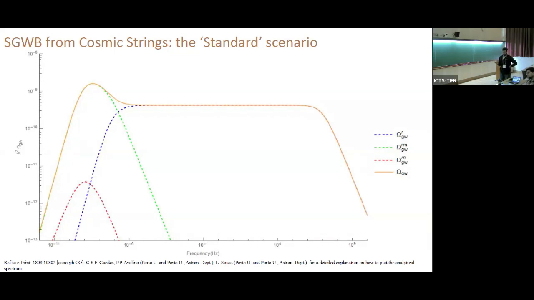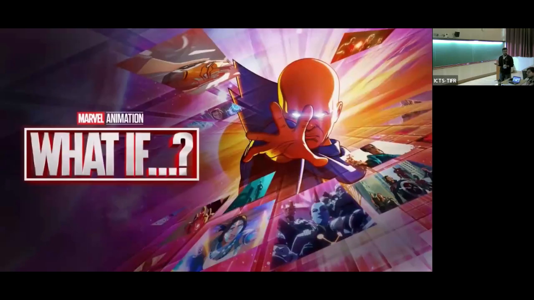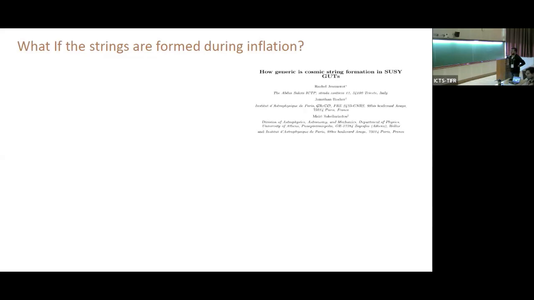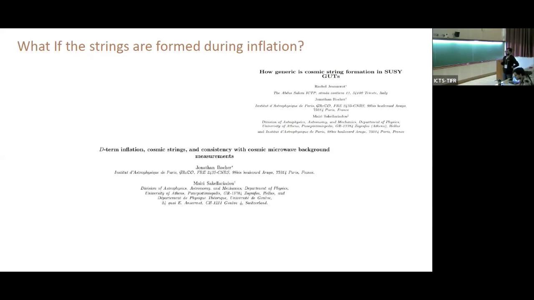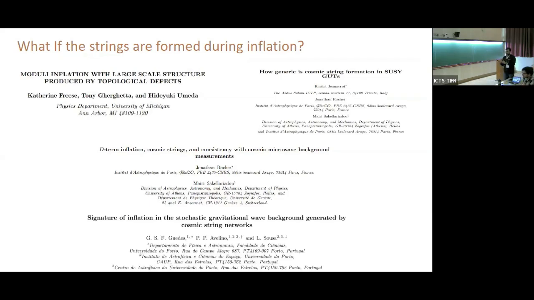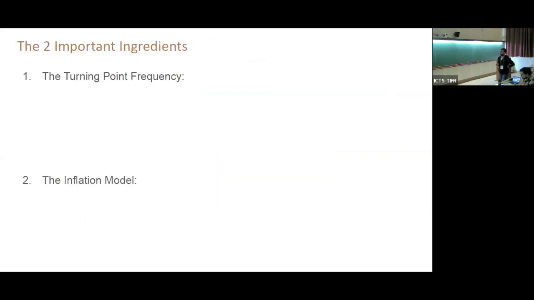All right, so what if we take the scenario where cosmic strings are formed during inflation? There have been several string-inspired inflationary models that suppose that cosmic strings could be formed at the later stages of inflation or at some point during the inflationary epoch. In order to understand this, there are two important ingredients. The first one is the turning point frequency, and the second one is our inflation model that would drive our early universe expansion.